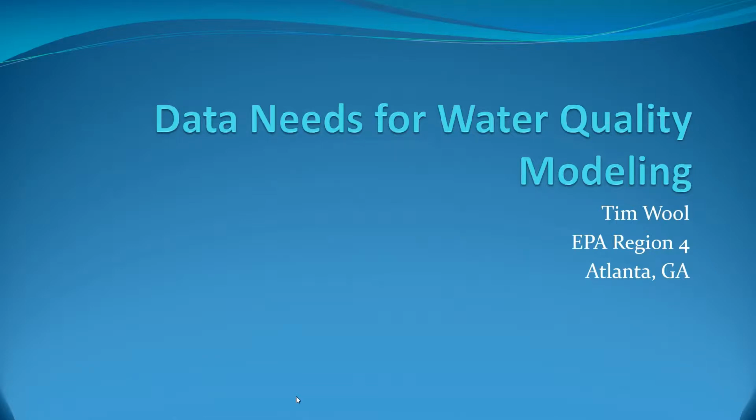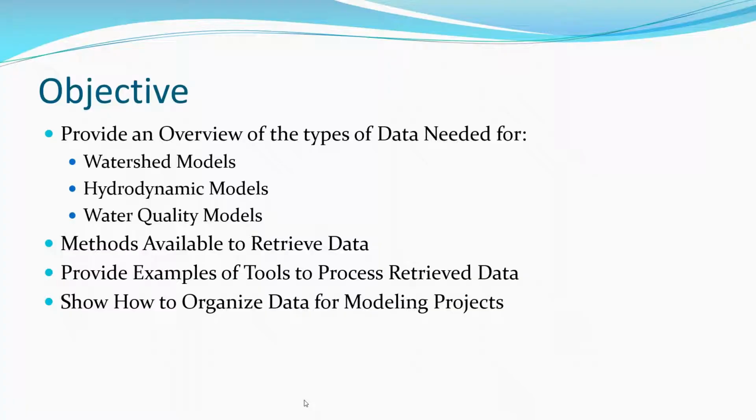Today's webinar is going to present the data needs for applying watershed and water quality models. The objectives of the webinar are just to provide an overview of the types of data that are needed for watershed models, hydrodynamic models, and water quality models. We'll discuss methods available to retrieve data, whether it be online or via local state governments, provide examples of tools to process retrieved data, and then in the end just show you how to organize all of the data that is needed to apply a model.